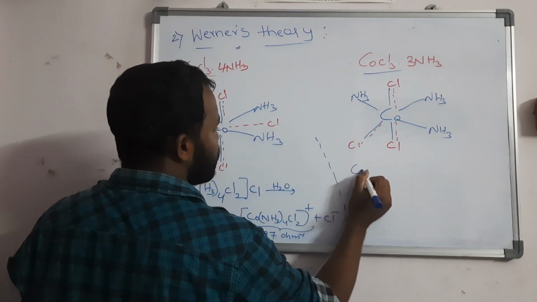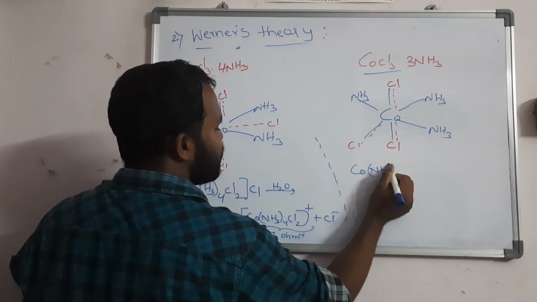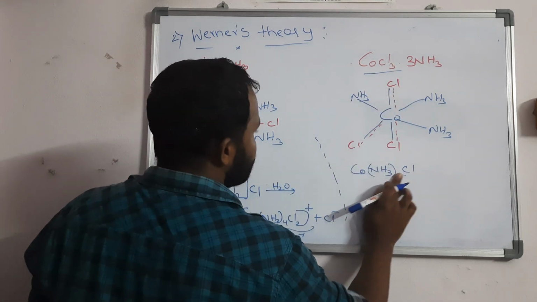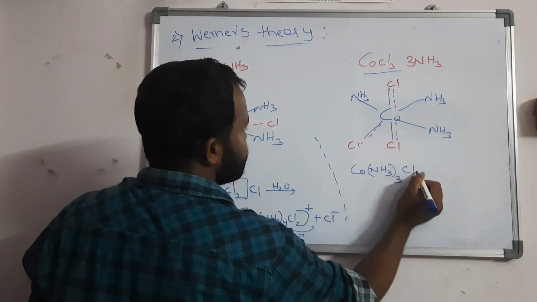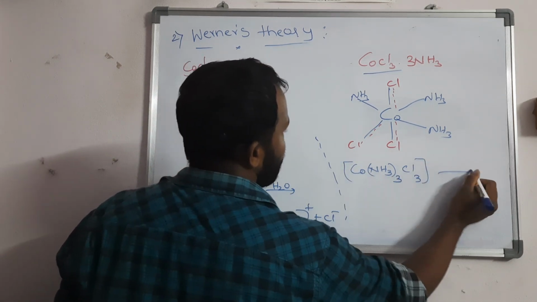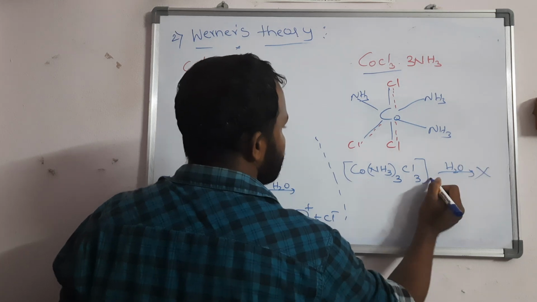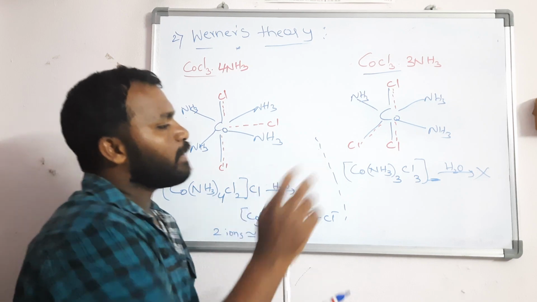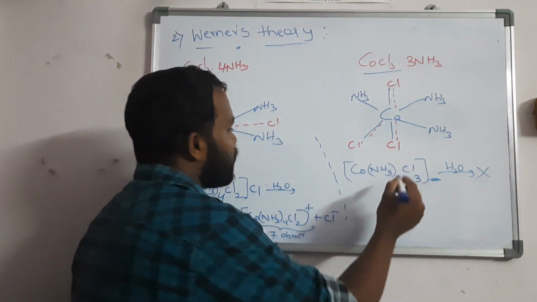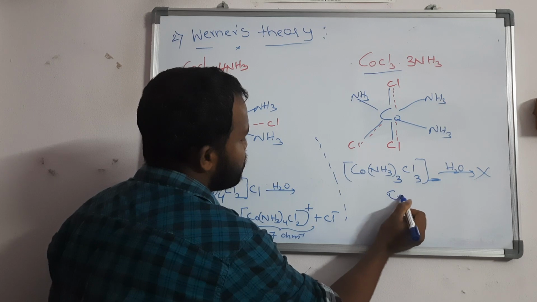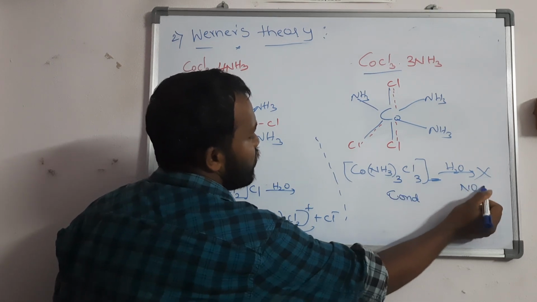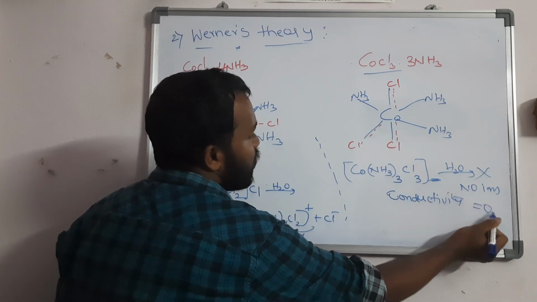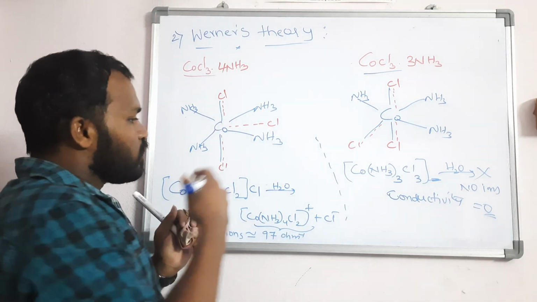If I take this example, cobalt NH3 taken twice 5 and Cl, here taken twice 3, and inside also 3 is there. So upon hydrolysis, there is no reaction, because no compounds are present outside the ionic sphere. Hence no ions are present, and the conductivity is 0.